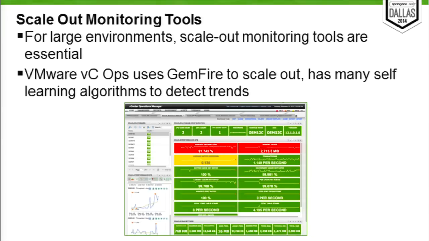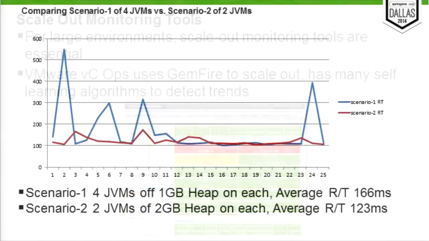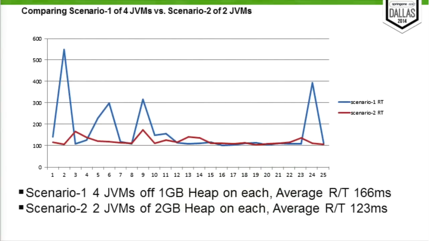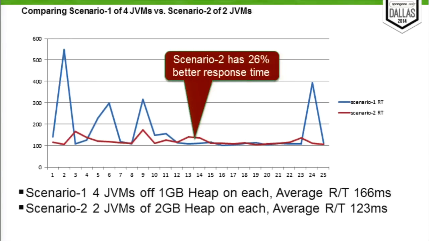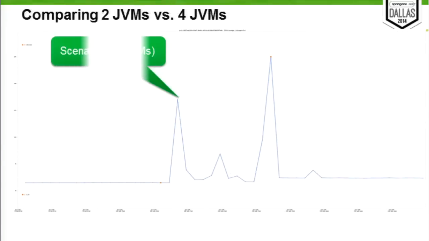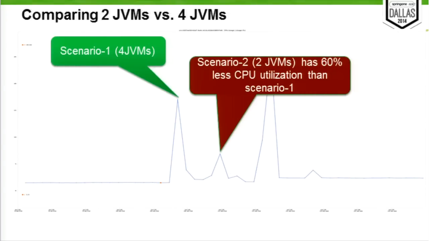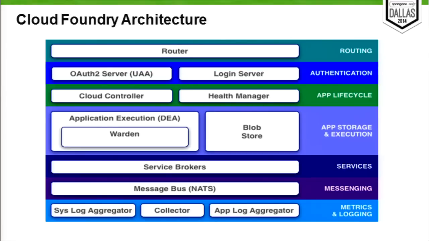And I think I switch over to you at this point. Oh, OK, so I talked through this. We did an actual test of four 1 gig JVMs versus two 2 gig JVMs. This is scenario 2, the red, and this is response time. As you can see, the response time was 26% better for the 2 JVM case, and the CPU utilization was about 60% less. All right, any questions before I switch over to Jamie?